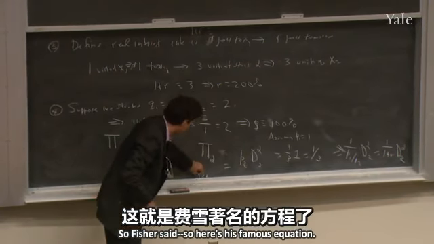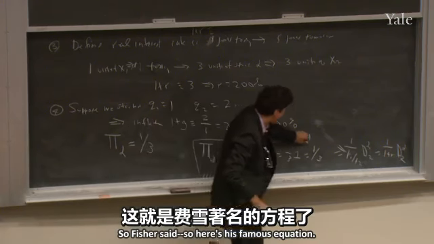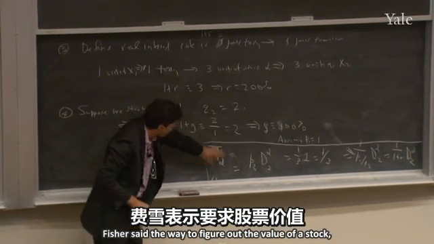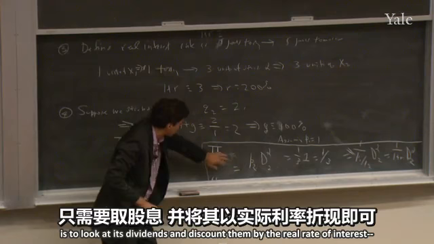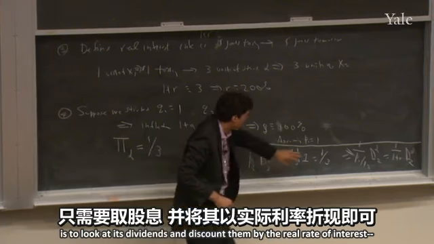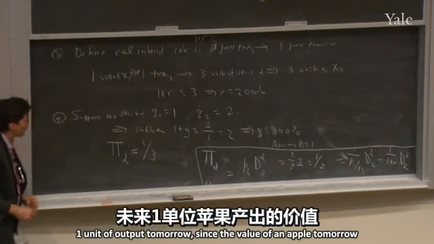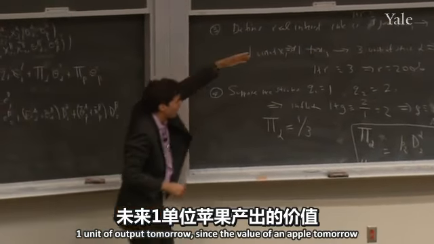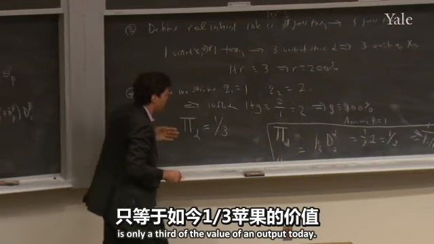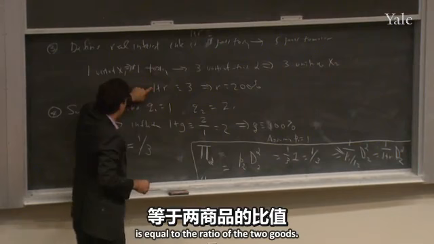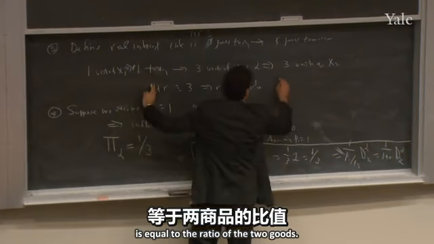So here's Fisher's famous equation. Fisher said the way to figure out the value of a stock is to look at its dividends and discount them by the real rate of interest. 1 unit of output tomorrow, since the value of an apple tomorrow is only a third of the value of an output today. Remember, the interest rate, 1 plus r, the real interest rate, is equal to the ratio of the two goods.